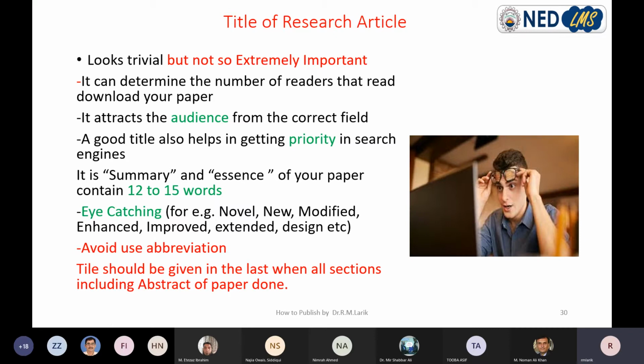Avoid the use of abbreviations in the titles, and the title should be given last, after all sections including the abstract of the paper. So the title should be given to the manuscript in the end, when all things are done, because the title reflects everything: your contribution, your methodology, your results. What you can say in Urdu, samandar ko kooze mein band karna, meaning you have to enclose the ocean in a jug. The title should be in the last, and it must be eye-catching, it must be attractive, like these birds, right?